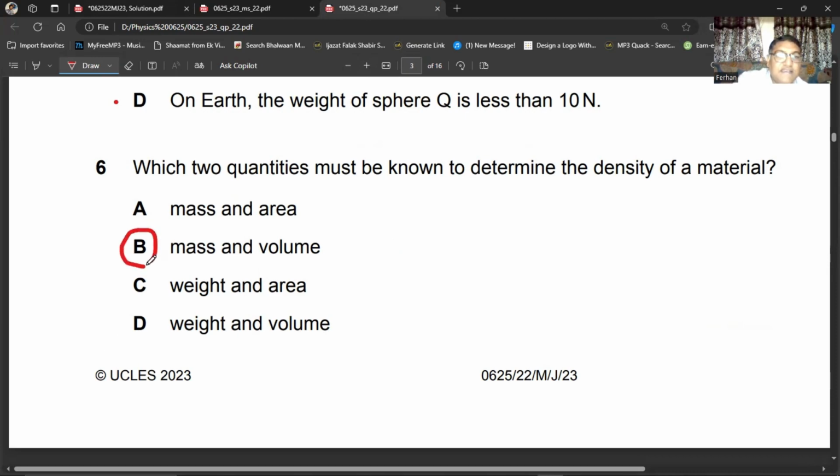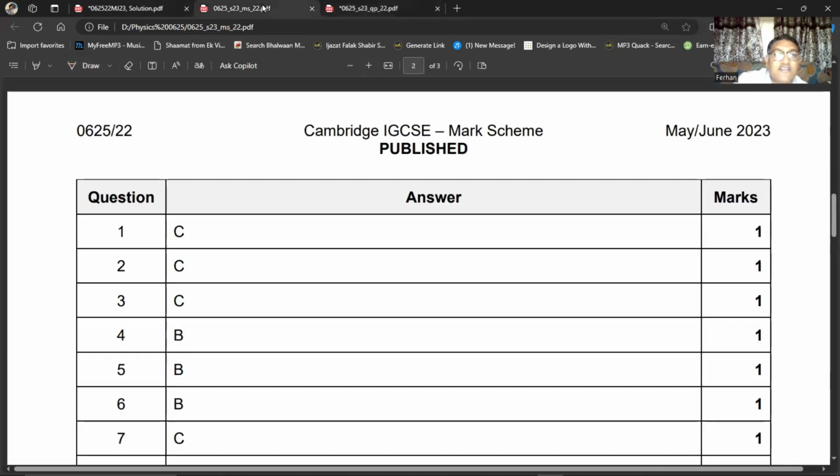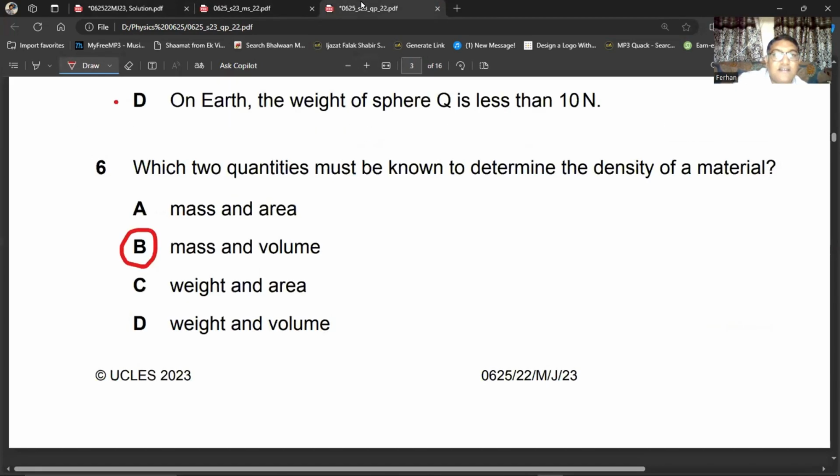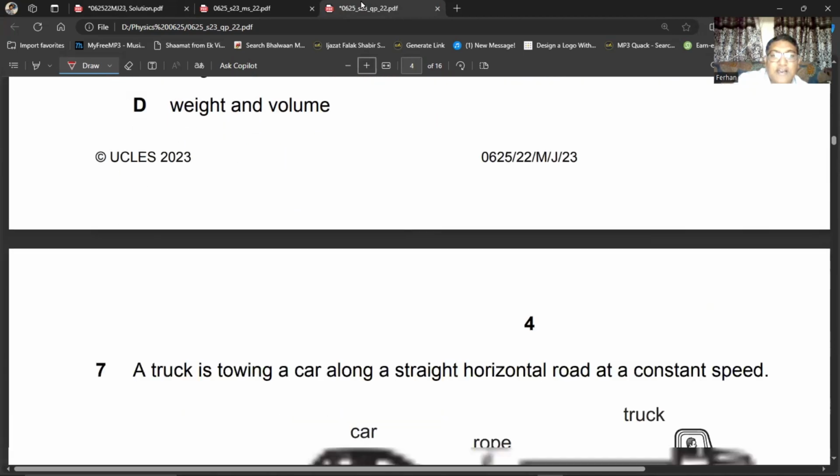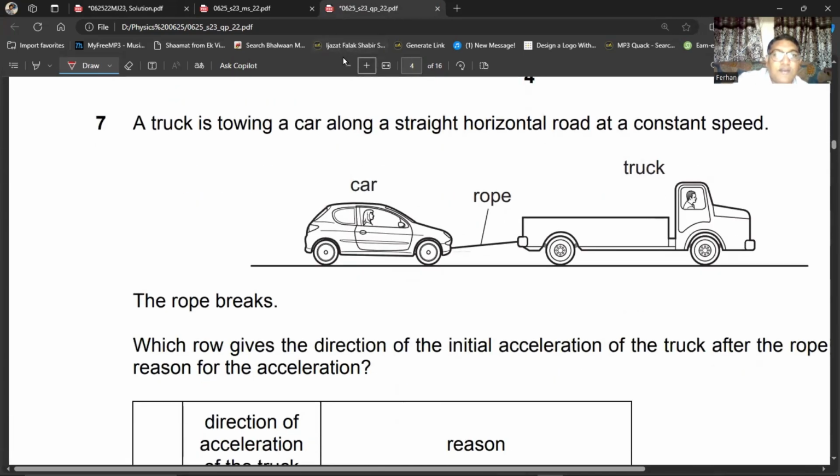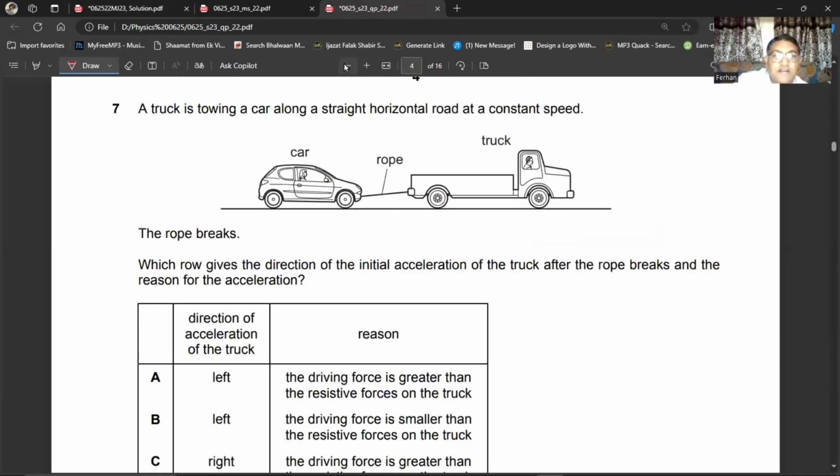So I think B is the answer, sir. Question number 6, it's B part. That is right. Okay, now we are going to the next part. Okay, so here we have the next part.